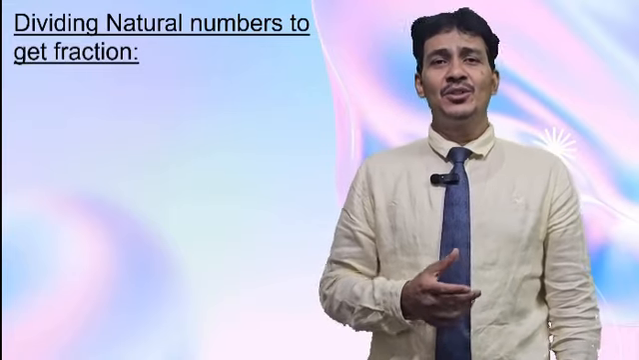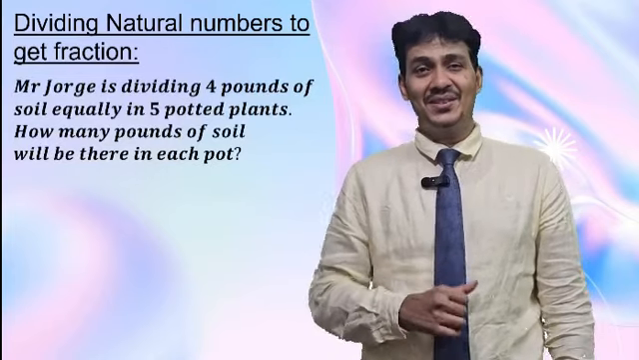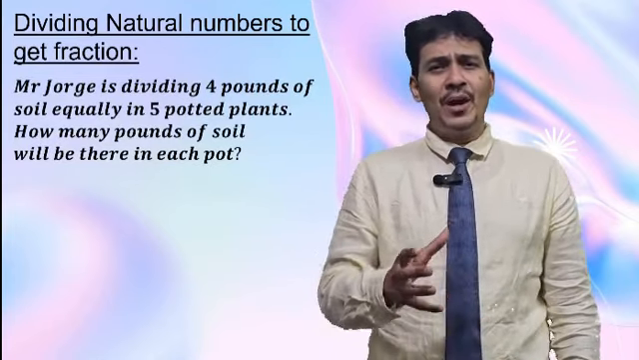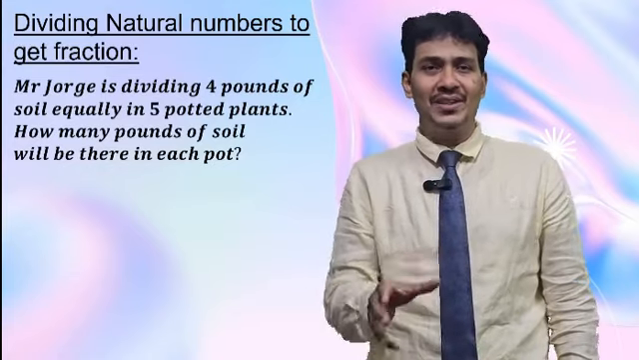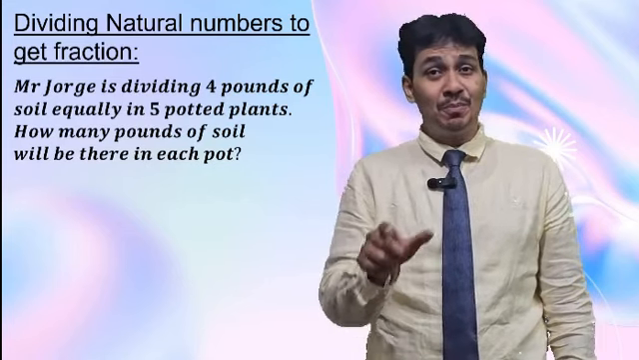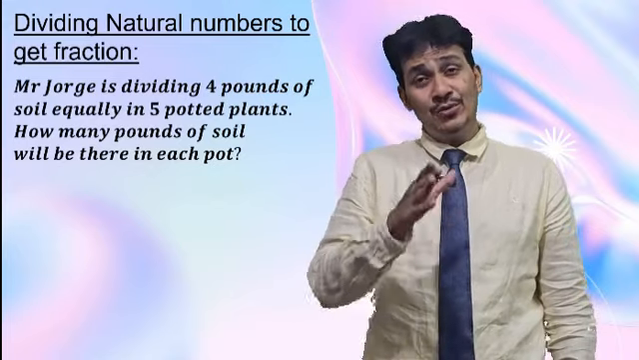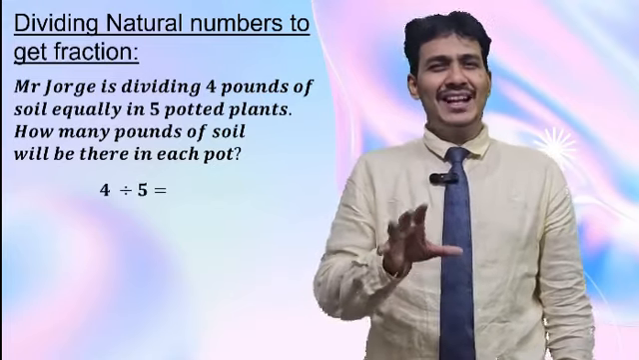Dividing natural numbers to get fractions. Now we are going to divide natural numbers to obtain a fraction. Mr. George is dividing 4 pounds of soil equally in 5 potted plants. How many pounds of soil will be there in each pot? So 4 pounds of soil are divided into 5 pots. 4 divided by 5. This is actually very simple.